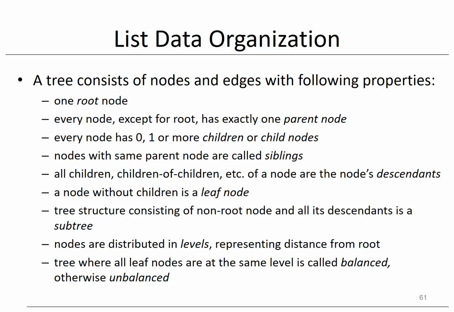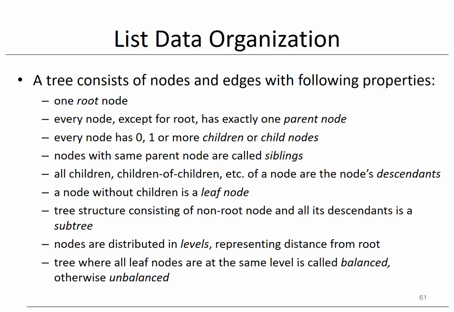A tree consists of a set of nodes and edges with the following properties. There is exactly one root node. Every node except for the root has exactly one parent node. Every node has 0, 1 or more children or child nodes. Nodes with the same parent node are called siblings. All children, children of children, etc. of a node are called the node's descendants. A node without children is called a leaf node. The tree structure consisting of a non-root node and all of its descendants is called a subtree of the original tree.